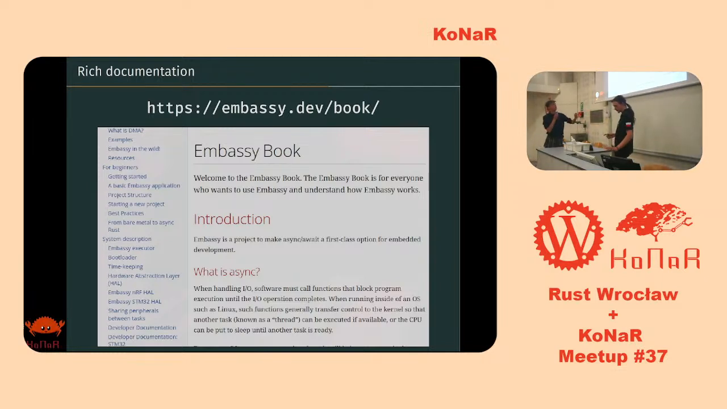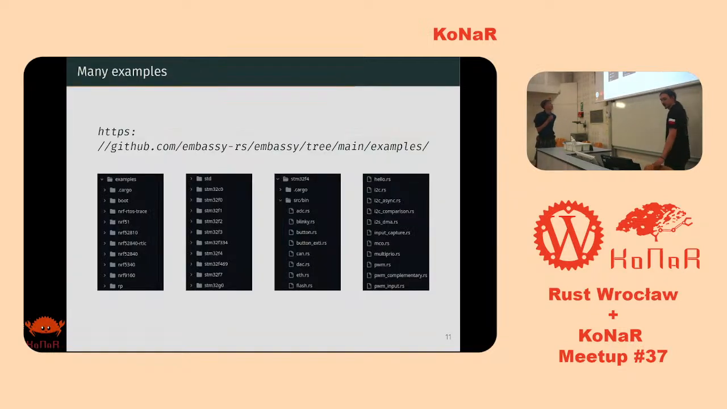Yeah, for more reading about Embassy, there's a whole book that you can use. It's really well written. It essentially contains everything that you need to know to properly start developing in this framework. Yeah, and there are many examples for many kinds of processors. And for those processors, there are a lot of basic things such as I2C, CAN, PWM.